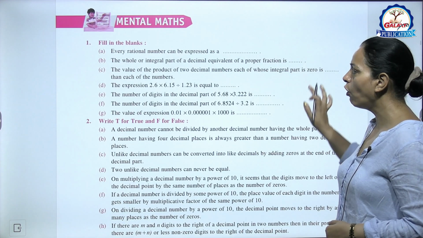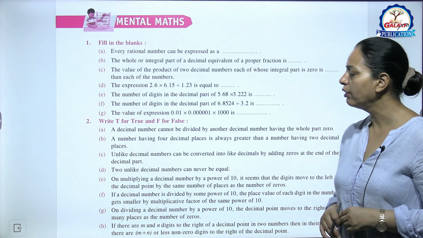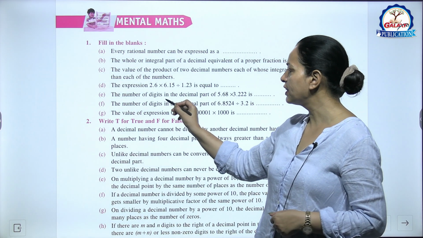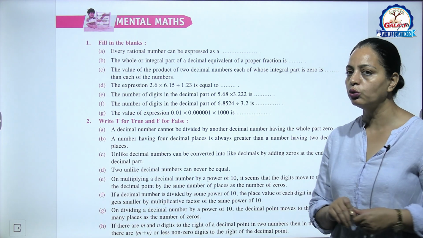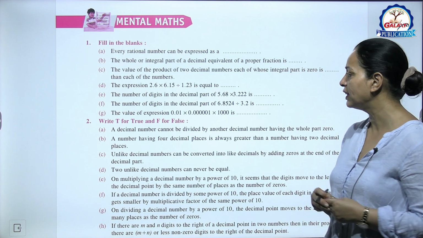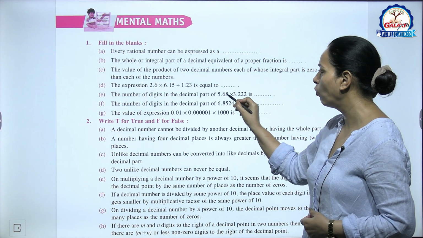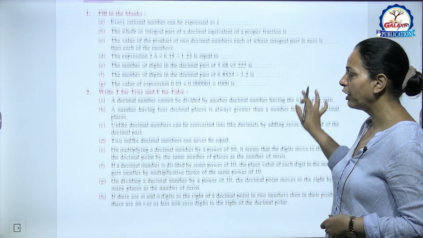Now this is the time of mental math. Question number 1, filling the blanks. Like here, E part, the number of digits in the decimal part of 5.68 into 3.222 is. If we multiply these two, how many decimal places will come? 1 2 3 4 5. So 5. Answer is 5. Similarly, you can try remaining parts.